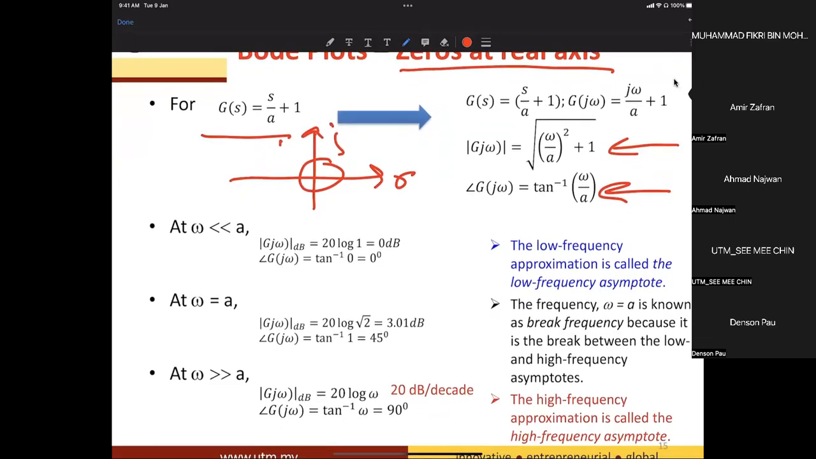Okay, so to plot the book plot, we have to apply 3 assumptions. Can you hear me? Dengar tak? Hello? Dengar doktor. Can Okay.